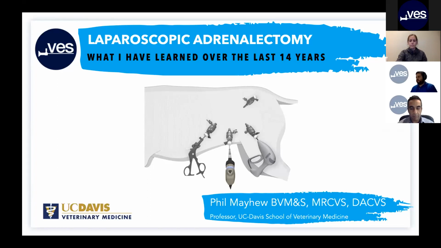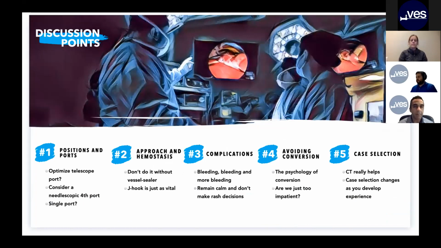So that's the way I've done it. I've picked out certain areas. I'm not going to give you a big overarching lecture on this. The areas I picked out: positions and ports, what I've learned over time, optimizing the telescope port. I'm a big fan of needlescopic fourth ports now, and I'll show you what I'm talking about. Touch on single port. Approach and hemostasis: we've got a lot of different energy choices in surgery, and certainly we need energy choices for laparoscopic adrenalectomy. I wouldn't like to try one of these without a good vessel sealer, but there are other things you can use as well. We'll talk a little bit about J-hook, which I use a lot in these procedures.